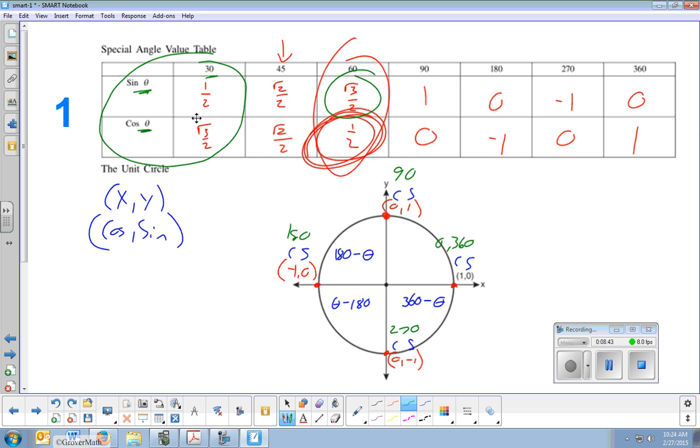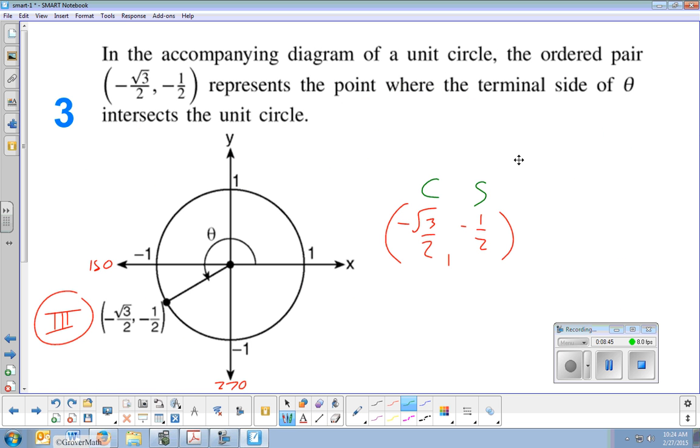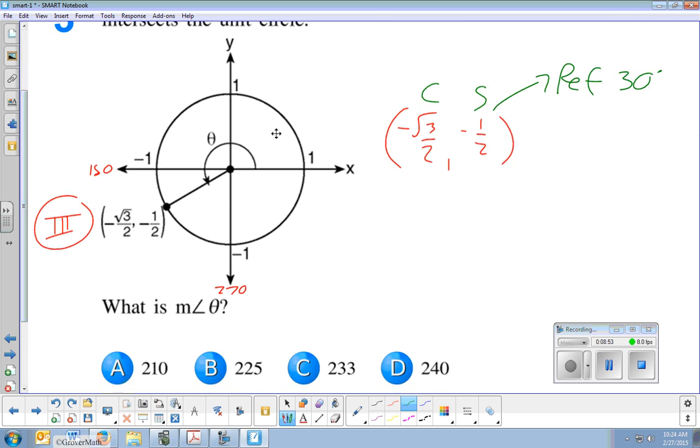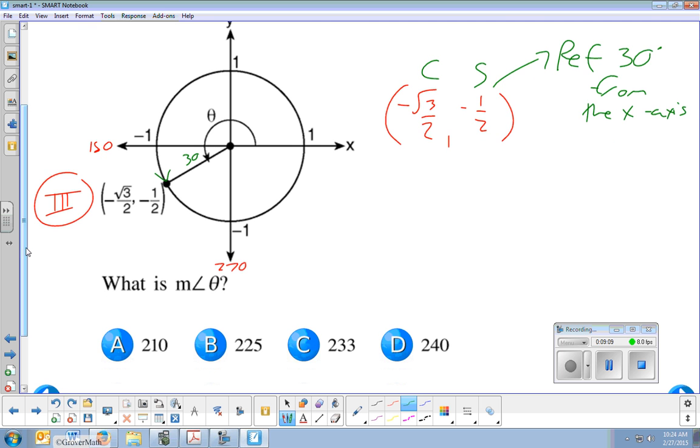So what that means, because my sine value is a half, is that we're looking at a reference of the 30-degree angle. Clearly, the answer is not 30 degrees. That means we're 30 degrees from the x-axis. We're 30 degrees past the x-axis in quadrant 3. And 30 past 180 is 210.